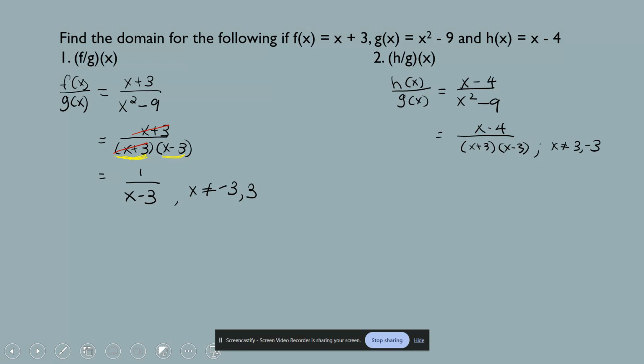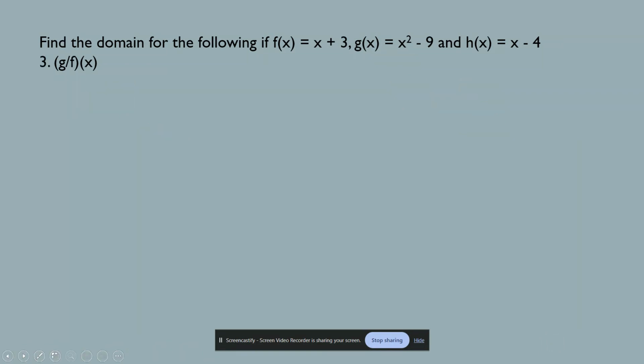All right, let's continue with more examples here. Let's look at g over f of x. I'm going to speed up a little bit. So I can rewrite that as g of x over f of x. I know g of x is x squared minus 9, and that should be on the top. f of x, which is x plus 3, on the bottom.